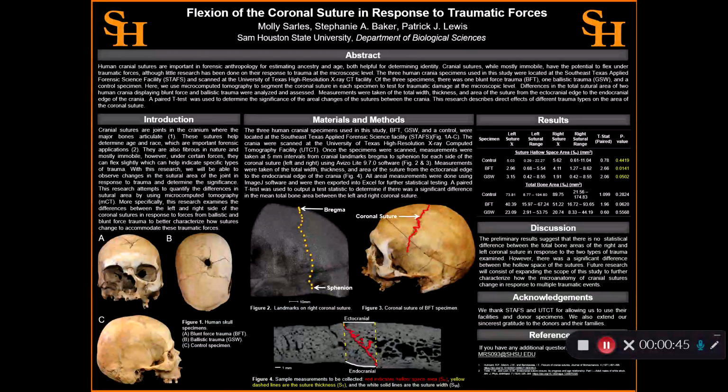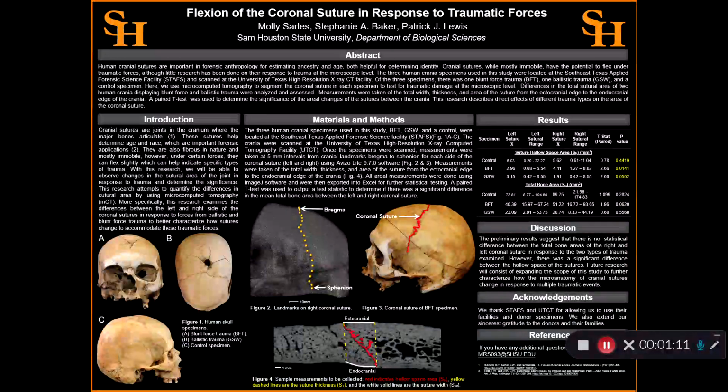We have 3 human crania specimens, which we collected from the Southeast Texas Applied Forensic Science Facility, or the STAFS facility, and we had them scanned at the University of Texas High Resolution X-ray CT facility. Of these 3 specimens, there was 1 blunt force trauma, 1 ballistics trauma, and a control specimen which we're going to be testing our data against.